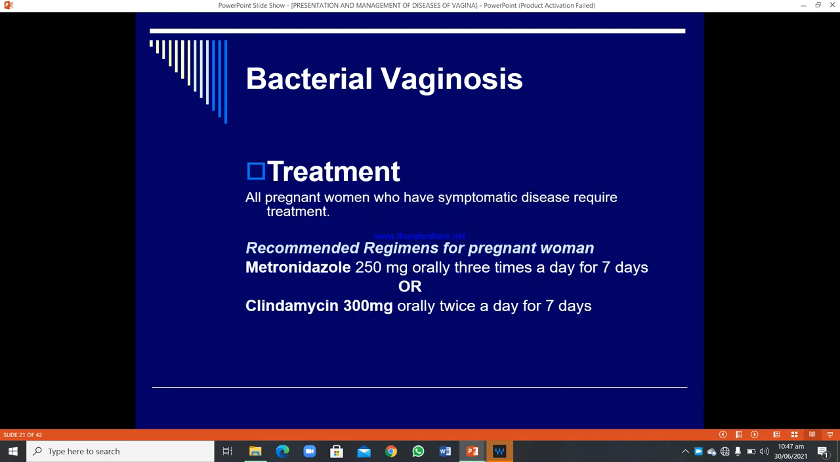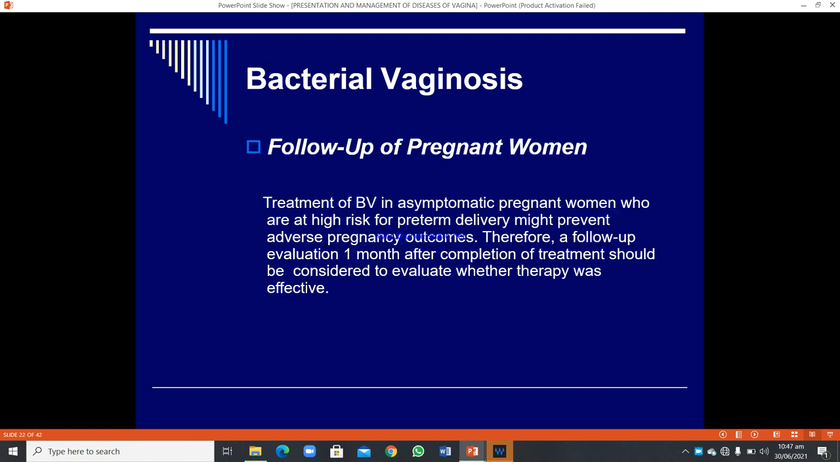All pregnant women who have symptomatic disease require treatment. Recommended regimen for pregnant women: metronidazole 250 mg orally 3 times a day for 7 days, or clindamycin 300 mg orally twice a day for 7 days. We should do the follow-up of pregnant women. Treatment of BV in asymptomatic pregnant women who are at high risk for preterm delivery might prevent adverse pregnancy outcomes. Therefore, a follow-up evaluation 1 month after completion of treatment should be considered to evaluate whether therapy was effective.